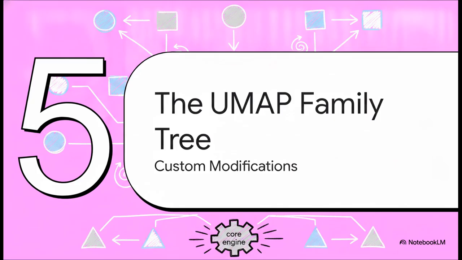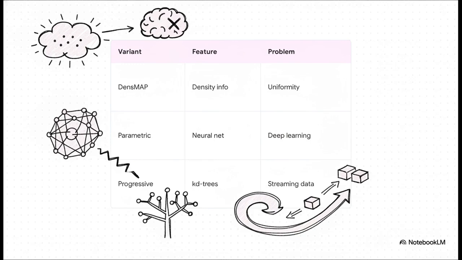Finally, let's wrap up with Section 5, the UMAP family tree and custom modifications. Because UMAP's core engine is so incredibly robust, developers haven't just used it, they've totally hacked it, modified it, and solved entirely new sets of problems. We can categorize these custom variants into 3 main branches: DensMap, which tackles that uniform distribution assumption; parametric UMAP, which hooks UMAP directly into deep learning; and progressive UMAP, which solves the headache of ever-changing streaming big data. Let's look at each one real quick.